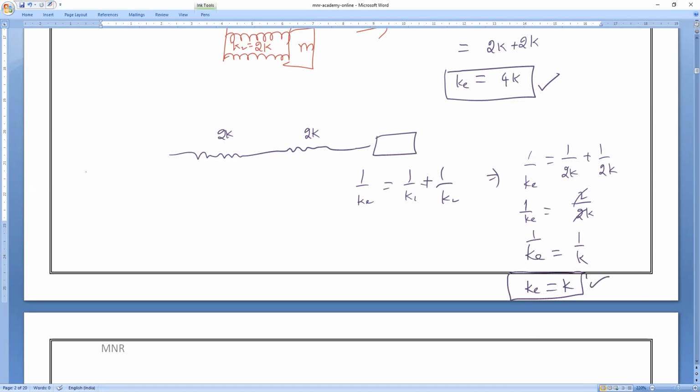This is in series and this is in parallel. So please kindly do it. Okay, everybody? Please solve. Make it quick.